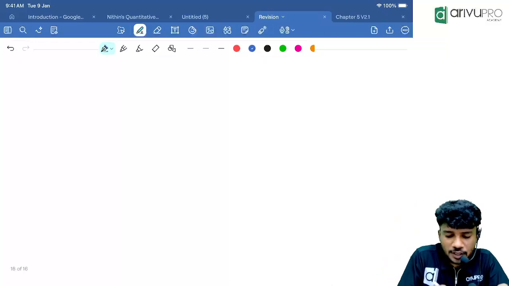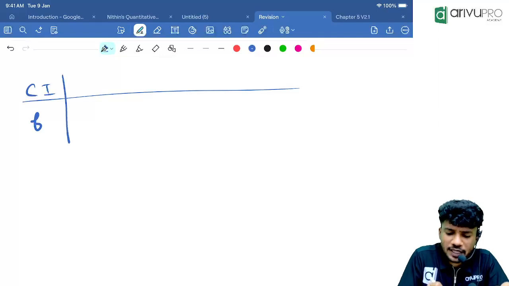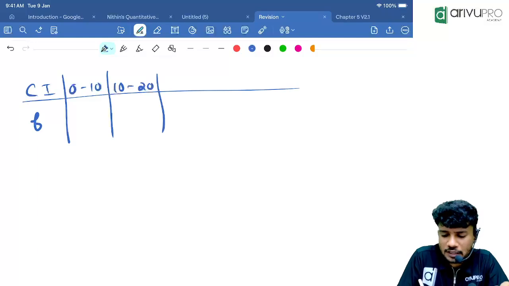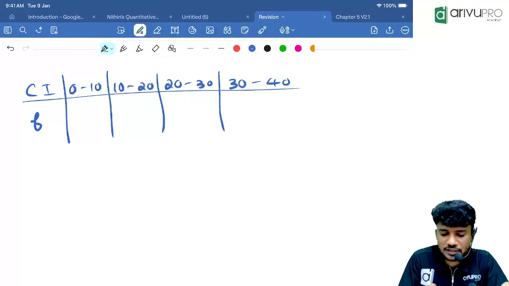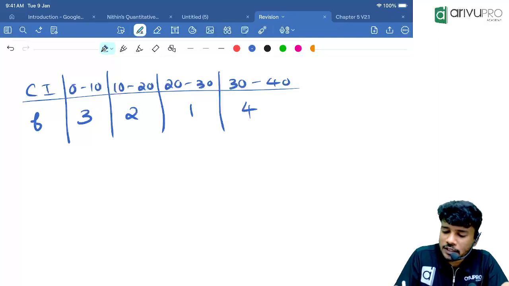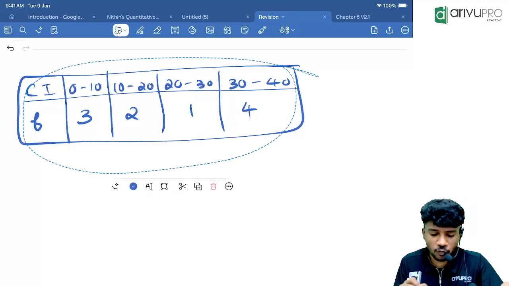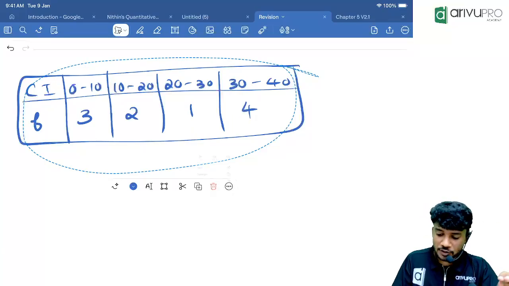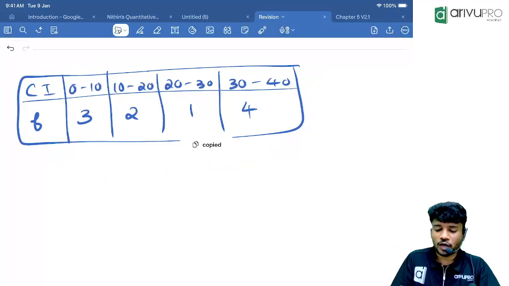So first one, I will give you a class interval, then a corresponding frequency. Class interval I am giving like 0 to 10, then 10 to 20, then 20 to 30, and finally 30 to 40. This is the given class interval. Then the frequencies are given to be like this: 3, 2, 1, 4. These are the values, people, and using this one by one we are going to solve. Okay, so let me copy it. We will require it after some time. Okay, one by one we will do.